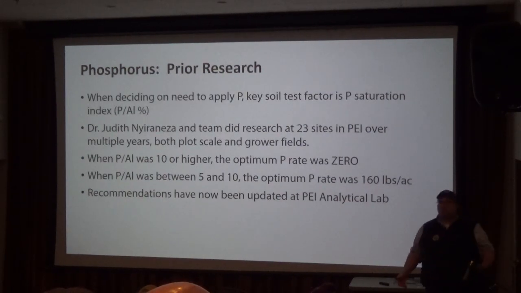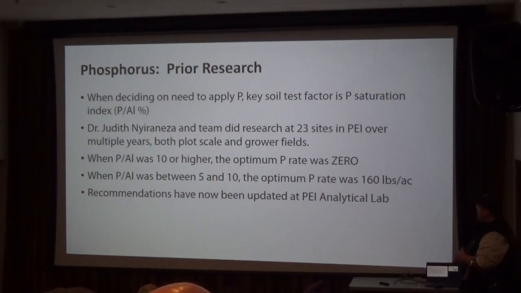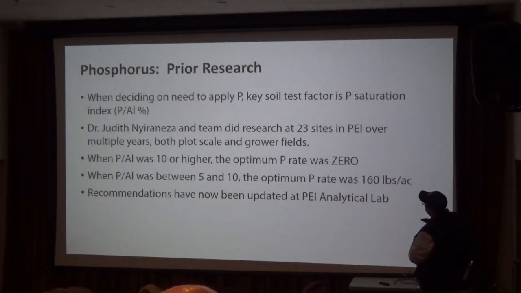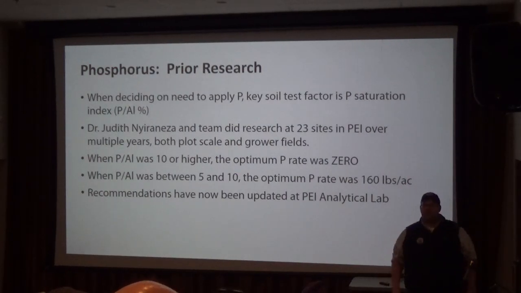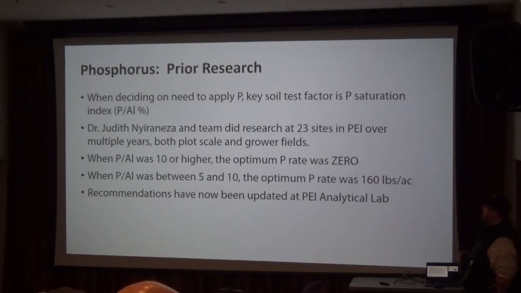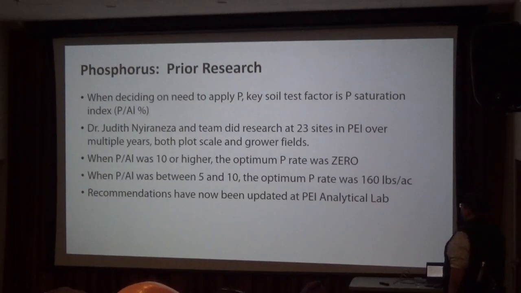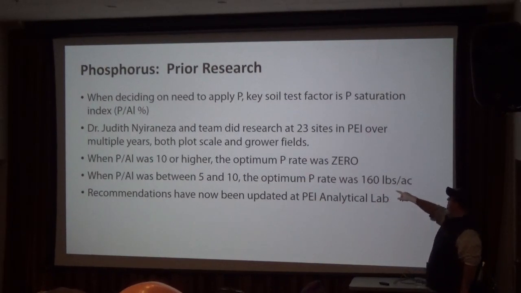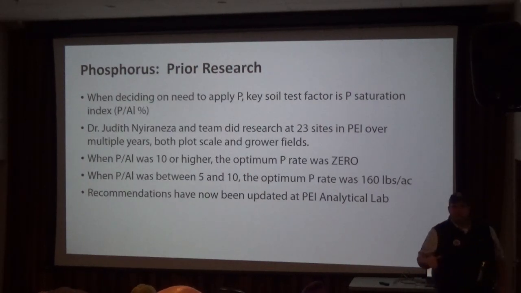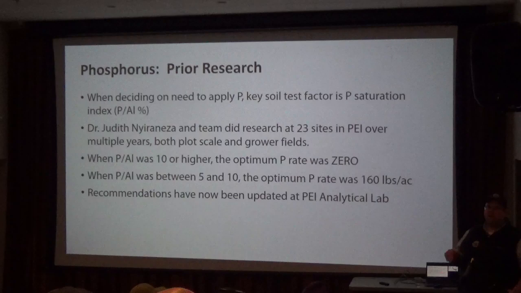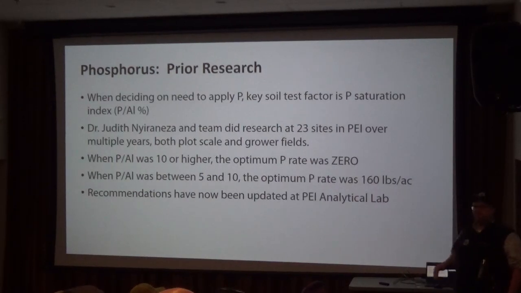There's also been lots of good local research done on this. Judith with Ag Canada has done a pile of work on this. They did 23 sites in PEI over multiple years, both plot scale and grower fields. They really honed in on that phosphorus-aluminum saturation index to try and be a guide for growers as to how much phosphorus they should be using. In their work, if the index was 10 or higher, the optimum P rate was 0. That meant that at 0 P, they got exactly the same yield or better than if they had applied P.